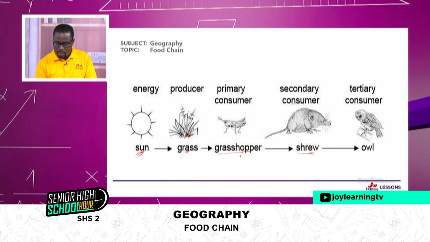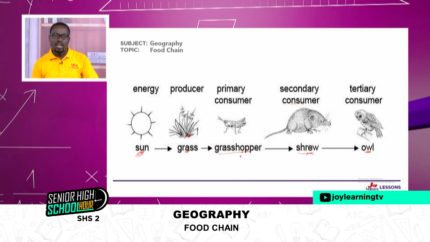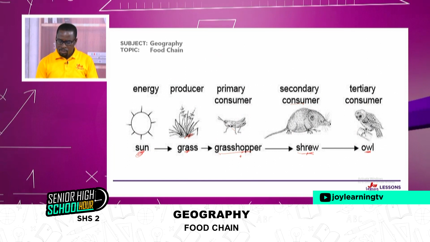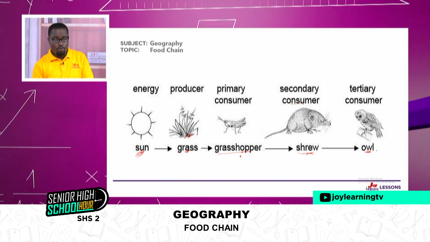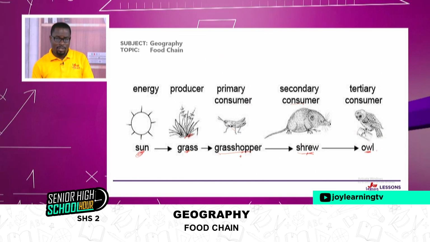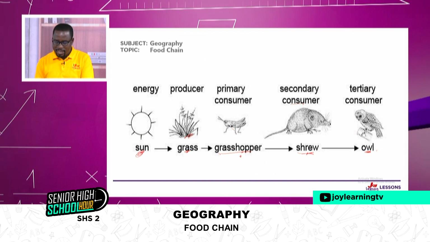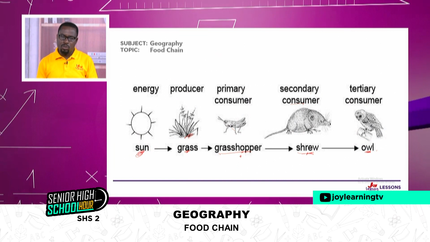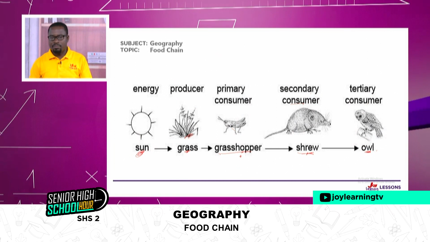Then we come to the owl. The owl is also a tertiary consumer which feeds on the shrew. And so that is the chain. You feed on me, I feed on you. So eventually, if the owl dies, then we'll have the decomposers. That will cause the decay of the owl. And then the decay of it will also add some nutrients to the soil. And then the energy keeps flowing within the ecosystem.